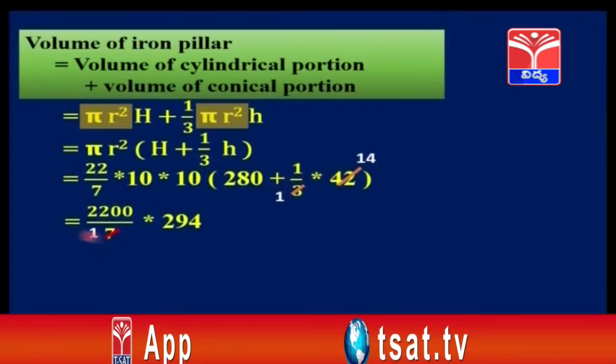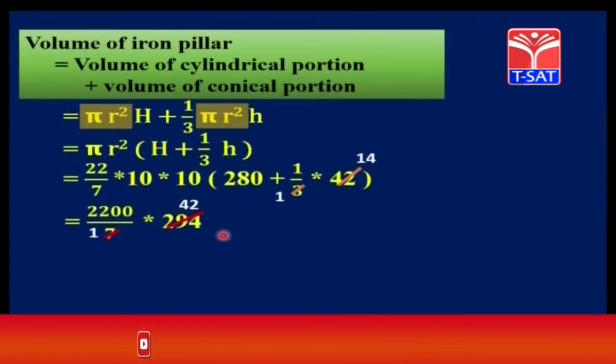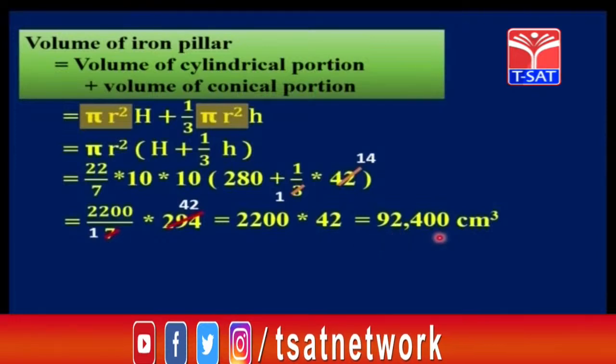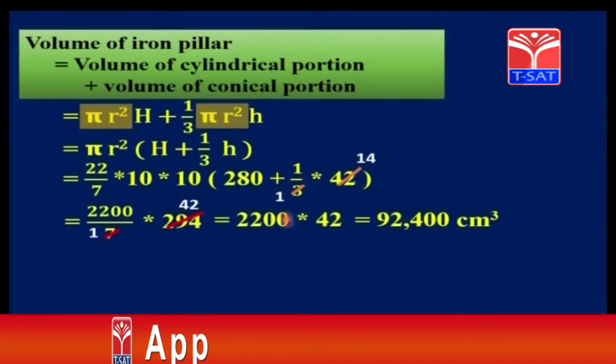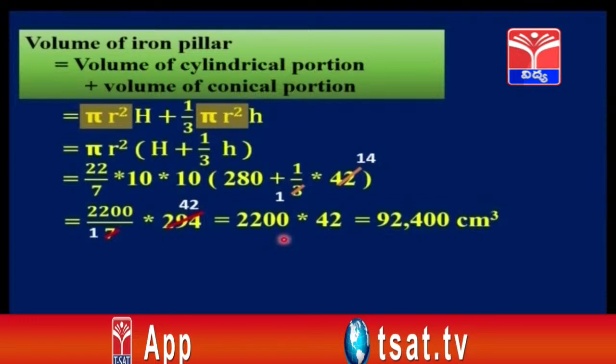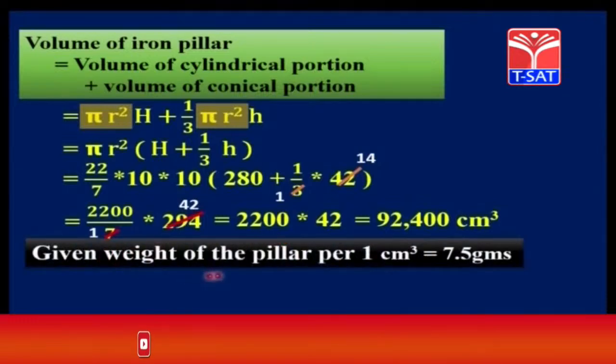Now see the cancellation once again, 7 ones are 7, 42s are. Now children, multiply here the 2200 with the 42 and the answer is 92,400 centimeter cube, which is the complete volume of the iron pillar. Now what we have to find out? Weight of the iron pillar we have to find out.